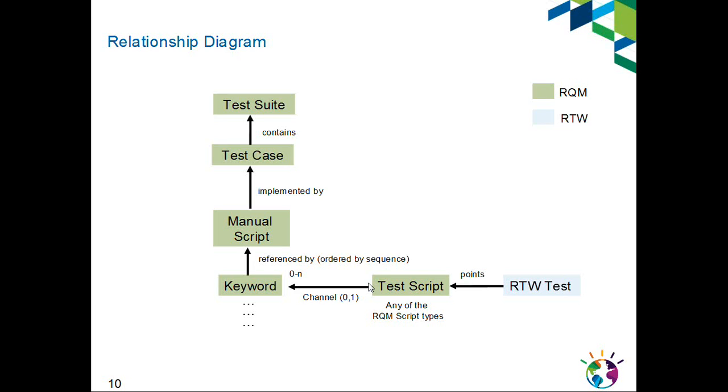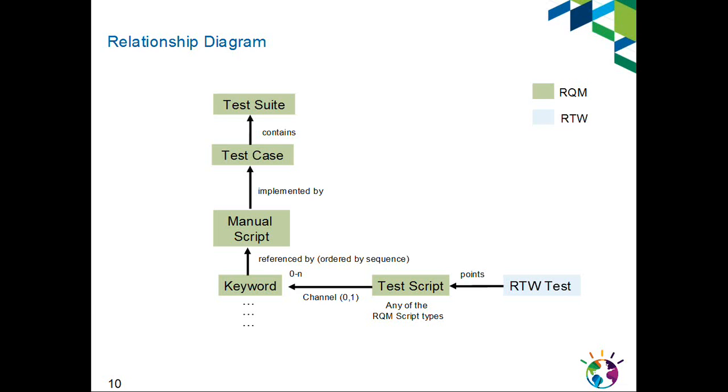So how does all this fit together? The way this whole thing fits together is, let's start working from the right bottom. The light blue colored box is your actual test asset. Let's say if you're doing automation, you will have an RTW test. If you're not doing automation, that light blue portion will not be there.